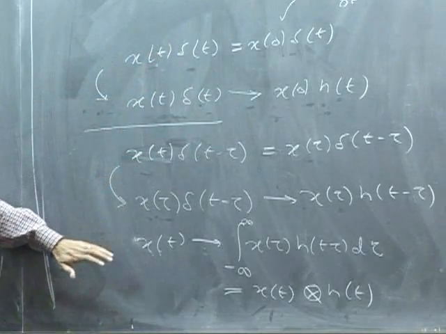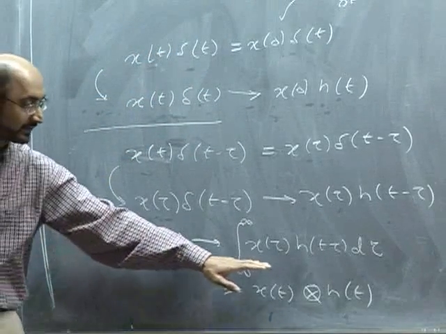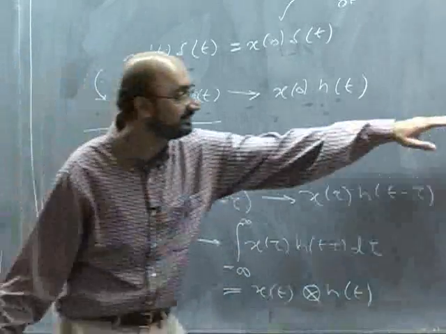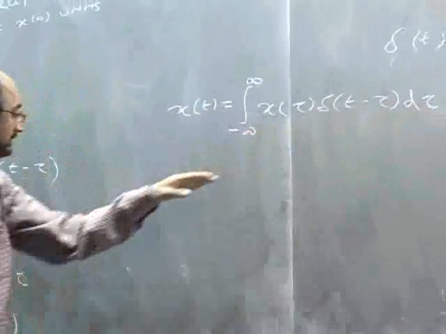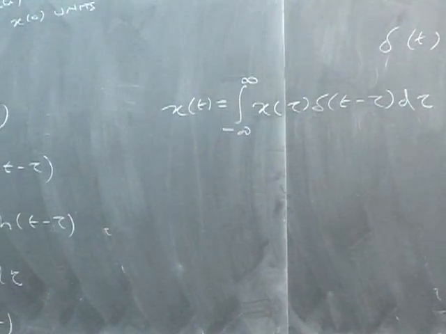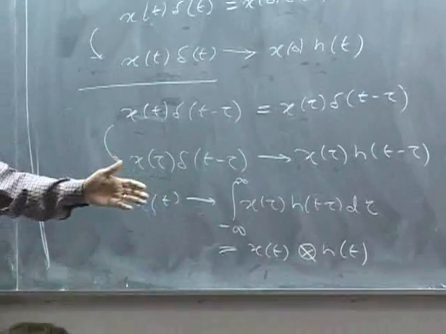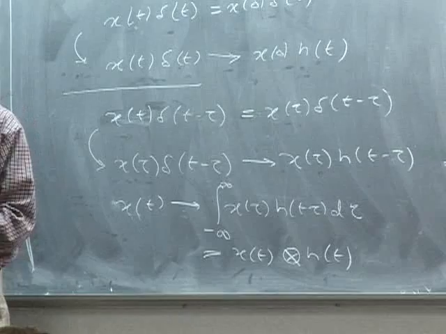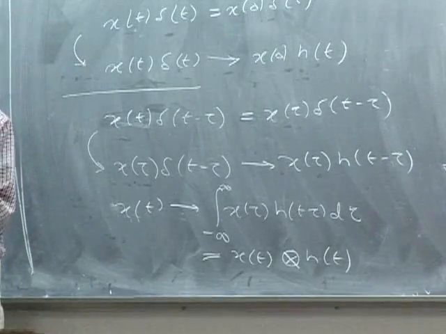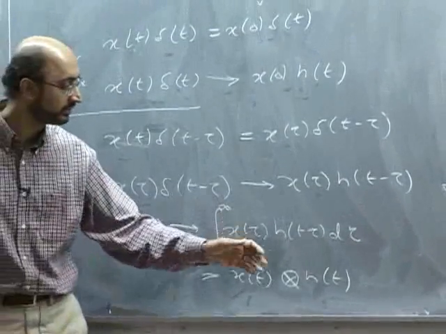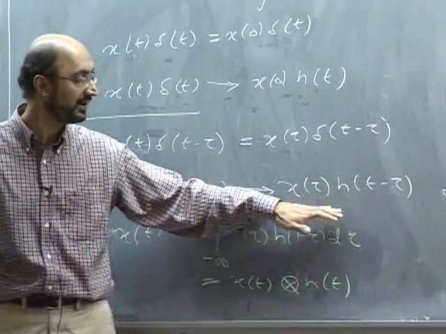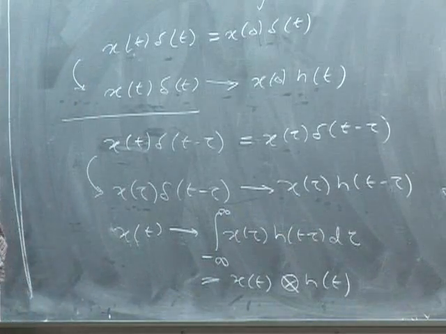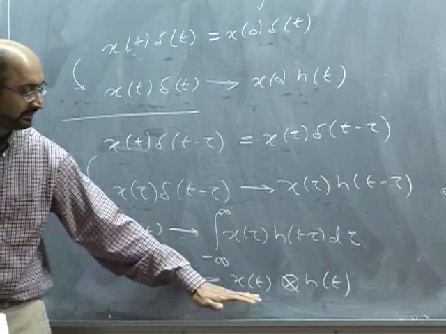If I take these two together, I know that x of t is the x of tau delta t minus tau d tau. So the right-hand side is going to be the same thing, and I take the integral with respect to d tau. You can think of the input as being chopped up into tiny segments of size d tau, and each tiny segment is going to have a corresponding output x of tau h of t minus tau. So the overall output is this, and we get x of t convolved with h of t.